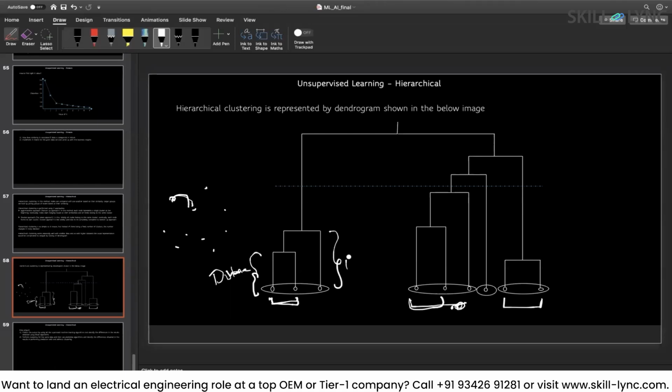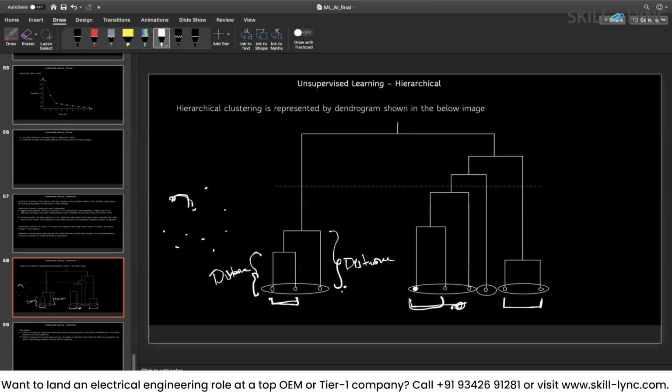Distance would be given by this. If you're not able to understand the distance, that's okay, don't worry about that. But what I'm trying to tell here is these 2 points can be formed as a cluster based on this distance value. But if this is the maximum distance value which we are looking for, then these 3 points can be formed as a cluster.